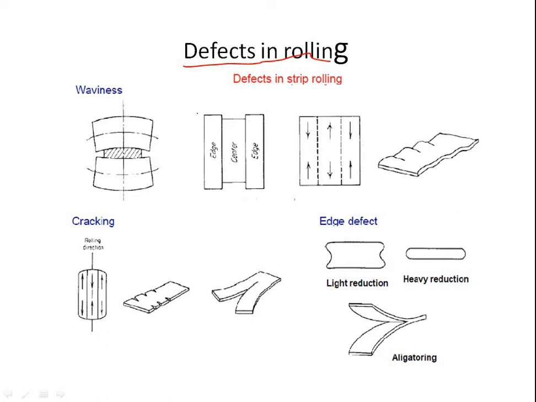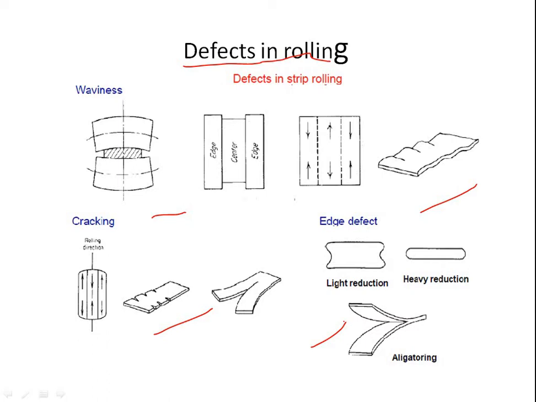What are defects in rolled products? They will be defects due to roll gap. You all can see here the waviness and edge defect, and this cracking and alligatoring, light reduction, heavy reduction. These are the defects in rolling. So, defects due to roll gap.